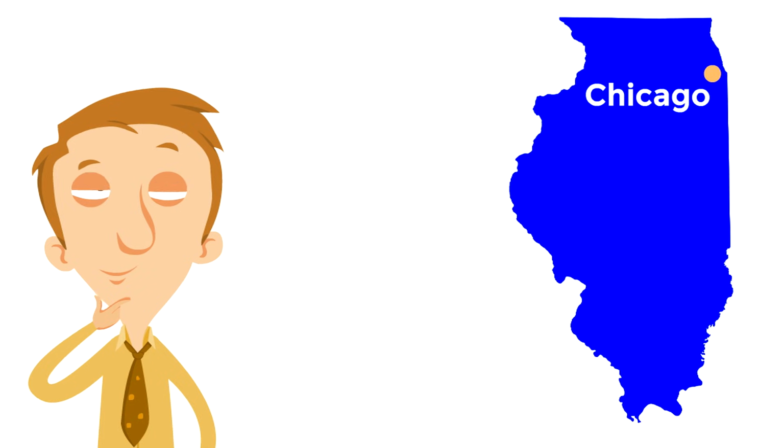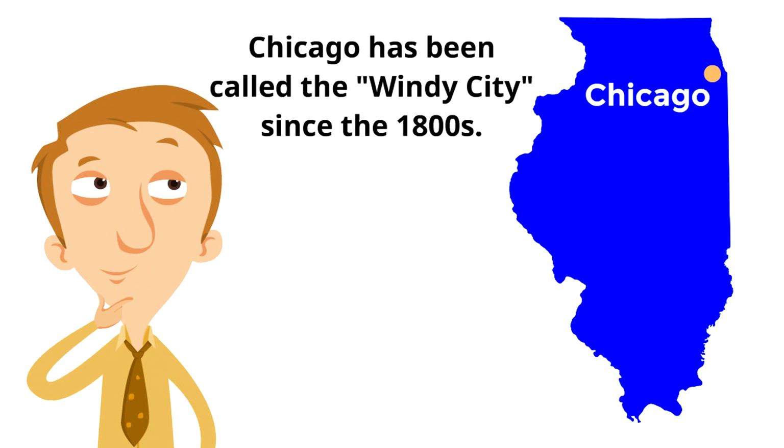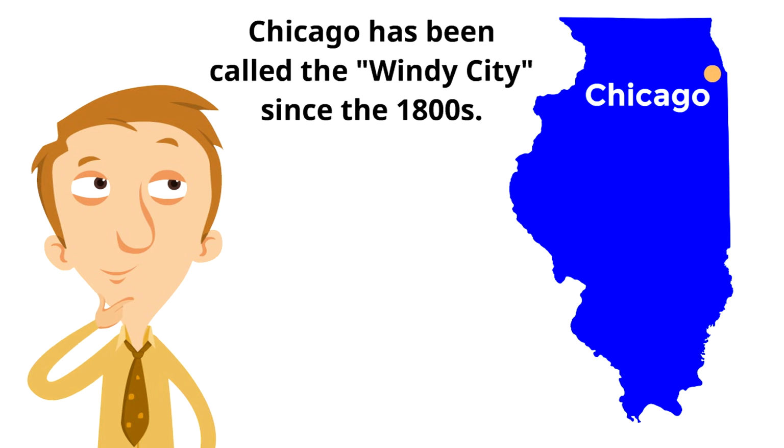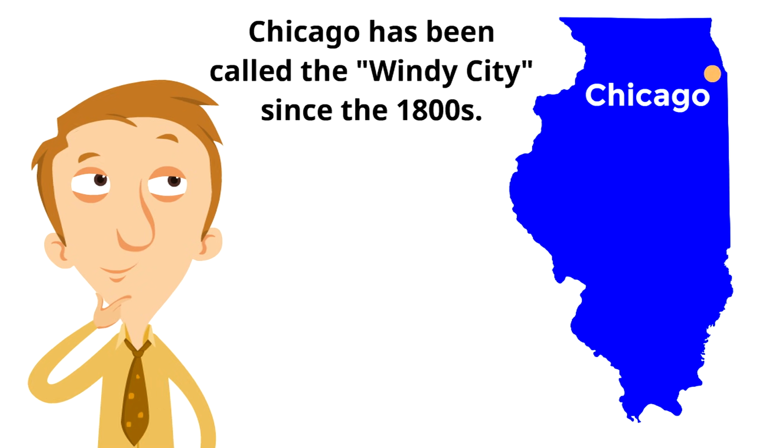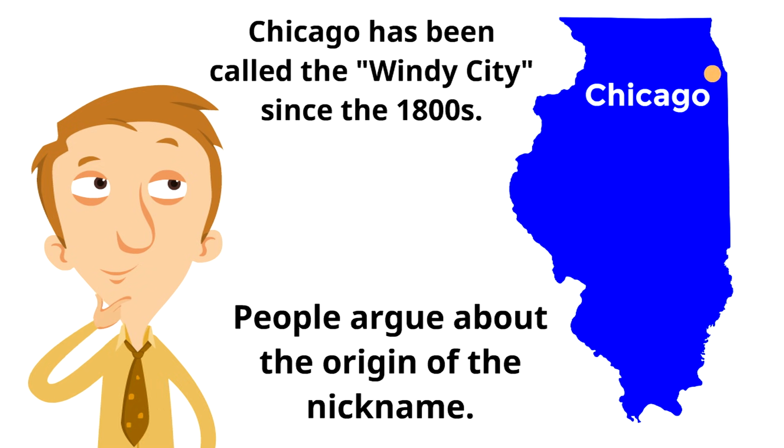Now, this is kind of cool. Chicago has been called the Windy City since the 1800s. Truth be told, people argue about the origin of the nickname, but Chicago is a very windy city. There's a lot of wind there, so no matter what the origin of that name is, the name fits. So it's kind of stuck around all through these years. When you hear the name Windy City, think of Chicago.